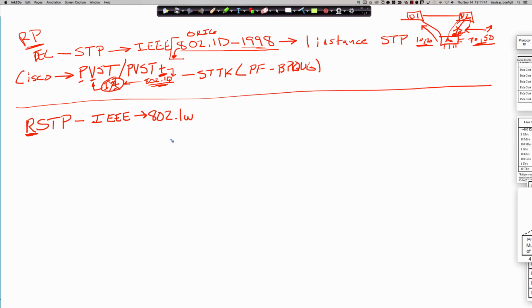And that was the rapid spanning tree protocol. And again, remember, this is the IEEE standard, 802.1w. And again, it was a single instance for your entire layer 2 domain. A single rapid spanning tree protocol instance for everything, just like we saw up here with the standard for the original 802.1d.